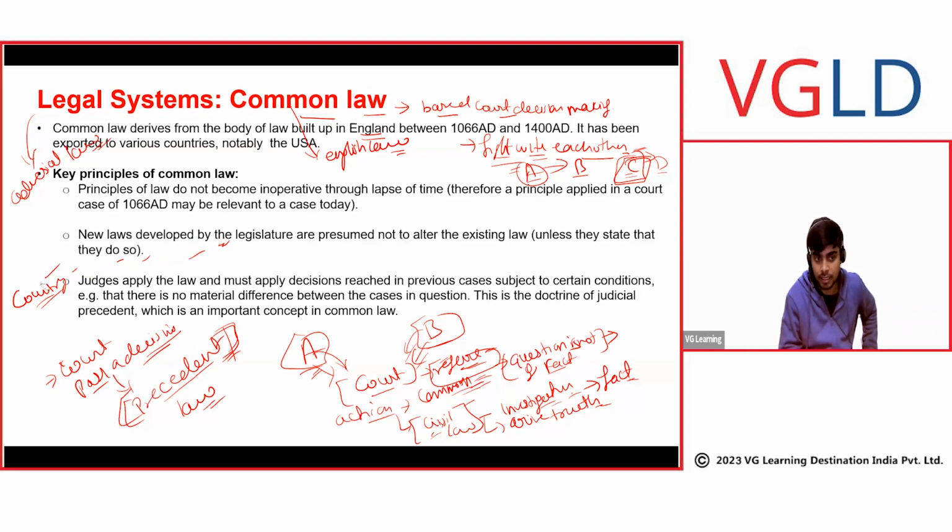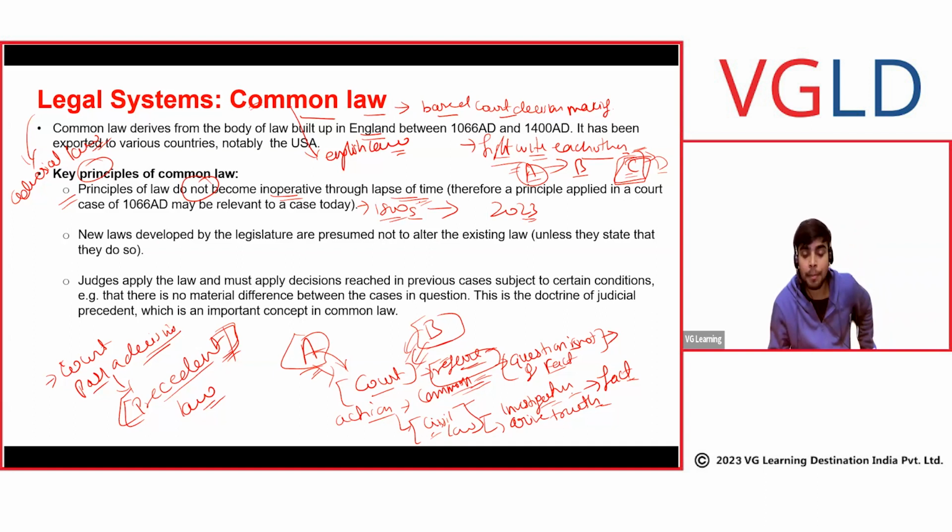Let's further understand it. This is just me telling you, but let's understand it further. So what are the key principles of common law? That law does not become inoperative through lapse of time. Let's say if a decision was passed in the 1800s and we are following a common law system, then even in 2023, this law will still be applicable. It does not become inoperative through lapse of time.